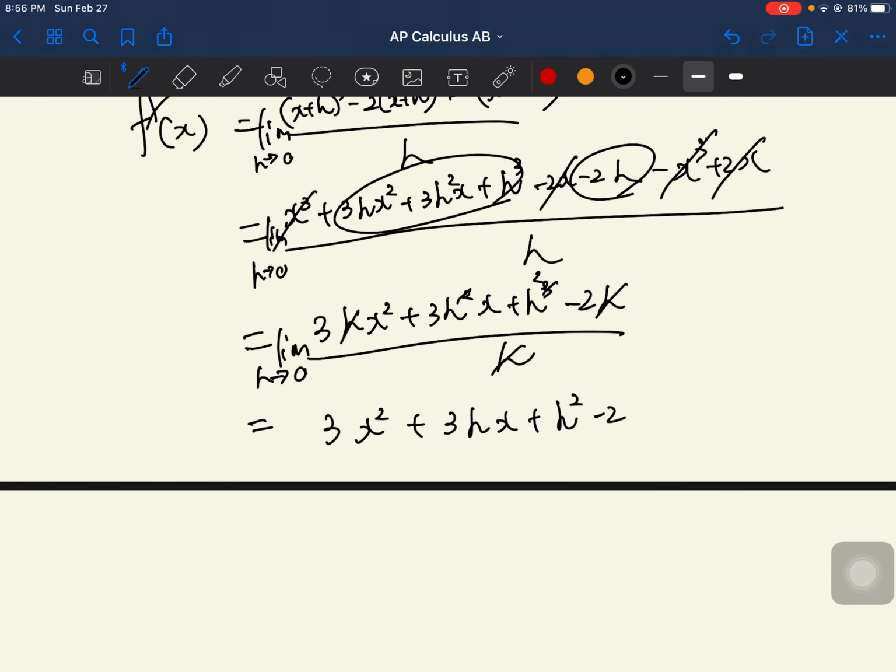And I often forget the limit. And h approaches 0, so you can cancel these, and the leftover is 3x squared negative 2.